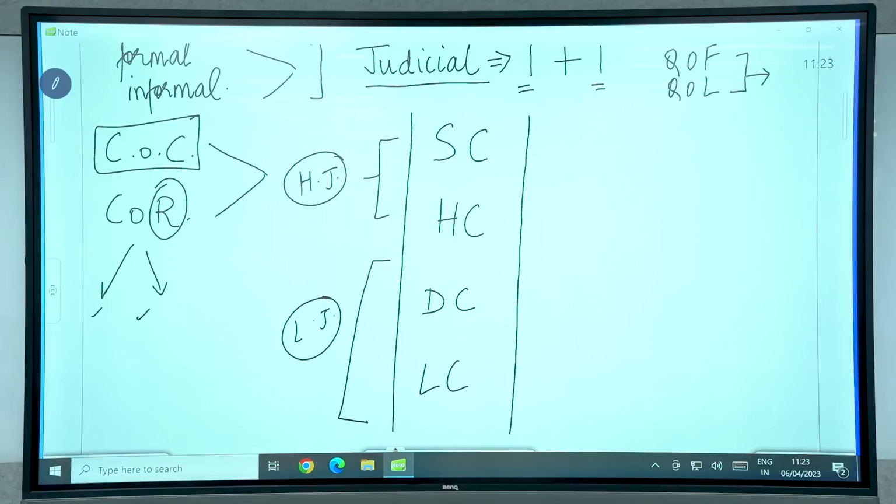Contempt of court is the other side to privileges of the house. It's essentially the same thing. What is privileges for legislatures is contempt of court for the judiciary. Now, contempt of court would mean two things. One, you cannot disregard the court. Two, you cannot disregard the judge. Clear?